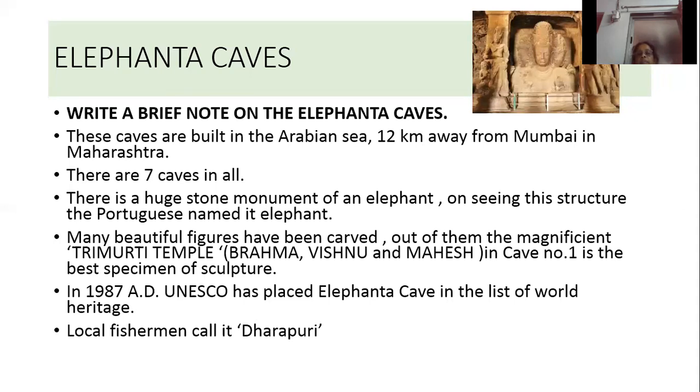And what is the most attractive feature of Elephanta Caves? The Trimurti temple, which I showed in the picture: Brahma, Vishnu, and Mahesh. In which cave can we find this Trimurti temple? In cave number 1. It is the best specimen of sculpture, and it is carved out of a rock. In 1987, considering its importance, UNESCO placed Elephanta Caves in the list of World Heritage. What do the local fishermen call Elephanta Caves? Dharapuri.